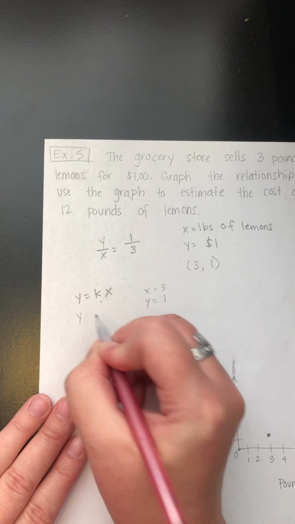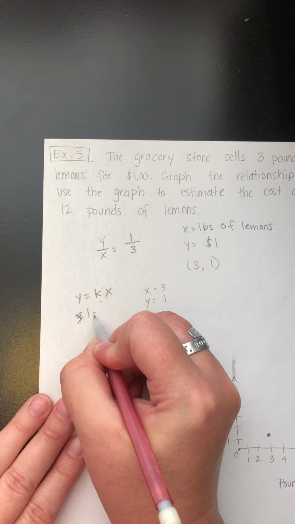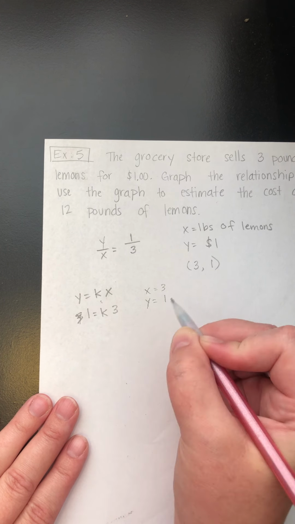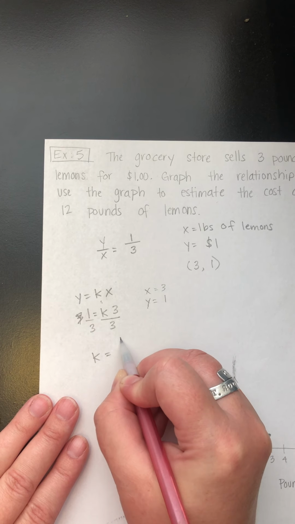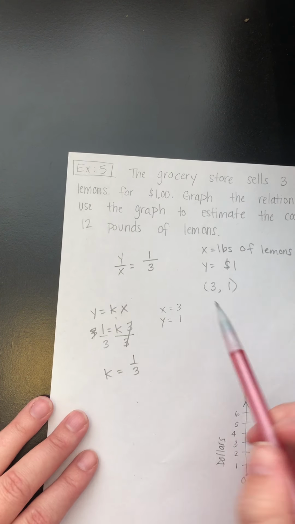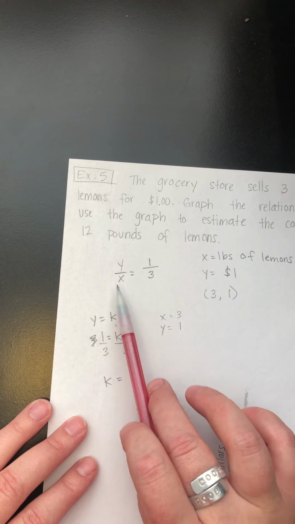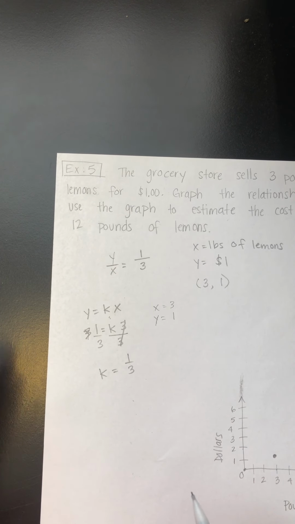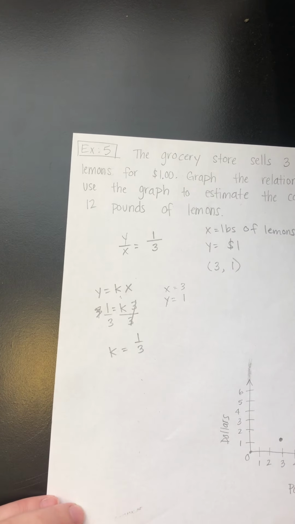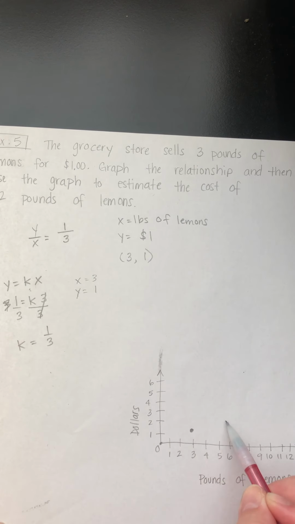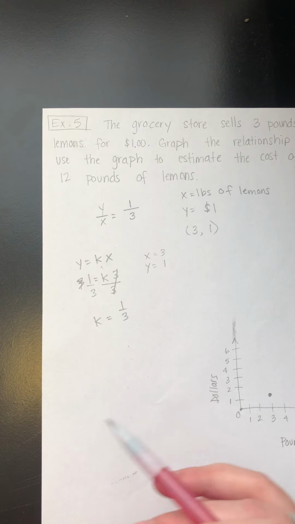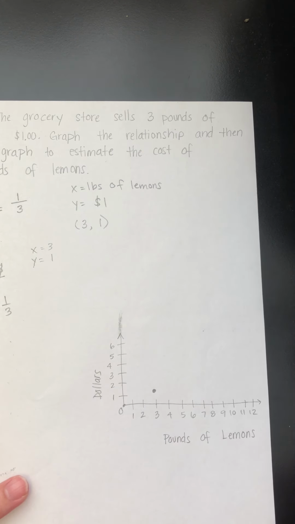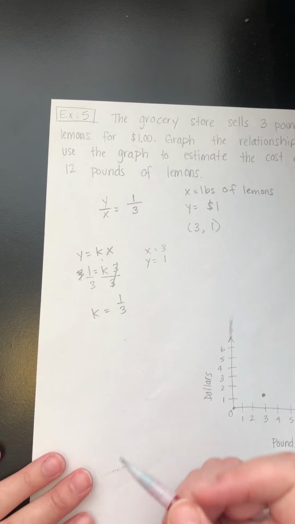Okay, so 1 equals k times 3. To solve for k, you divide both sides by 3. K equals 1 over 3, because these cancel. Do you see how it's the same right here as our proportion? 1 over 3, 1/3. That's basically going to be your slope on the graph. So you could always go up 1 and over 3, up 1 and over 3. But right now, if they ask you to find a really large number of pounds of lemons, then it's going to take a while.